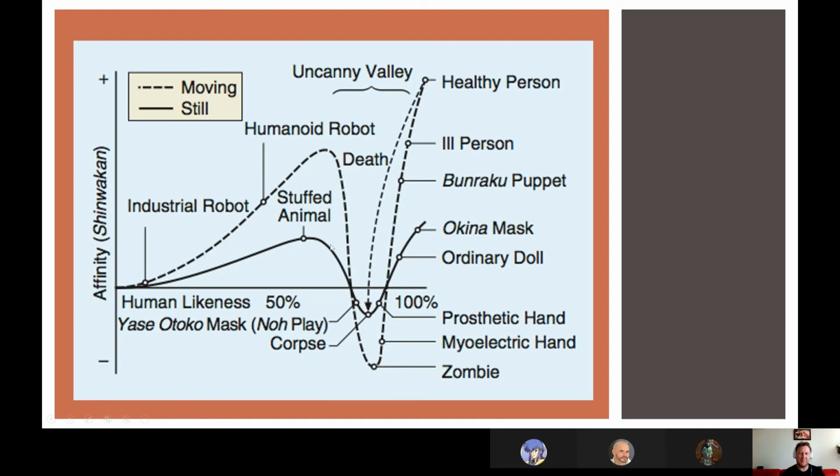The character becomes more and more realistic looking, more and more human-like, but the appeal is just falling down. And you can feel that this is not a very good detailed character, but something more like a zombie or a corpse. So at the peak, before we get to 100% realism, we have a stuffed animal, because it is an actual animal, even if it's dead, and it looks completely real. And because it's not moving, it's on the highest level of appeal.